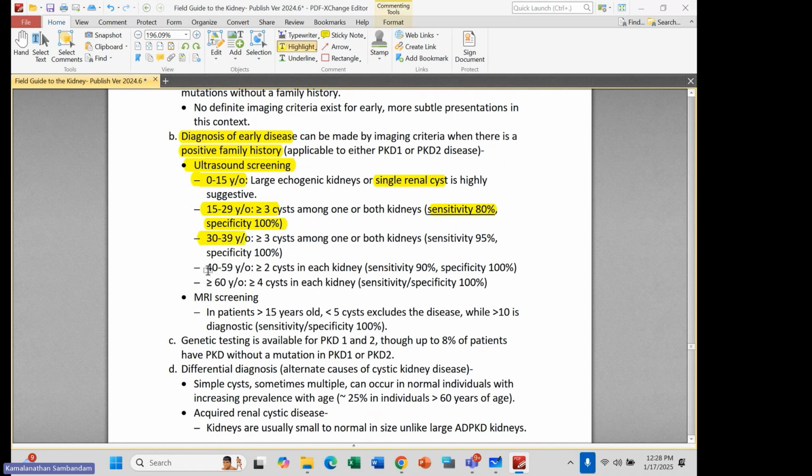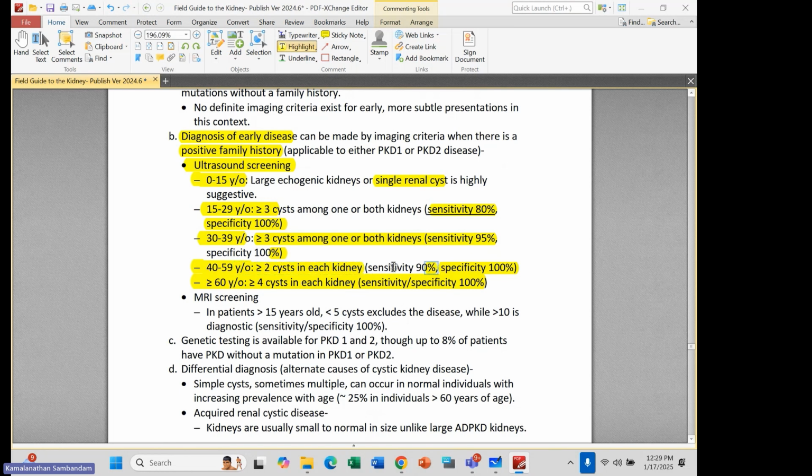Now, as we get to some of these older ages and the finding of bilateral kidney cysts, we then have more and more sensitivity and specificity for this. Again, this could be used in this scenario to make decisions regarding kidney donor candidacy. 40 to 59, you can see that I don't need quite as many cysts in order to have reasonable specificity. But if I want to maximize, again, sensitivity, more cysts are generally going to be more sensitive.